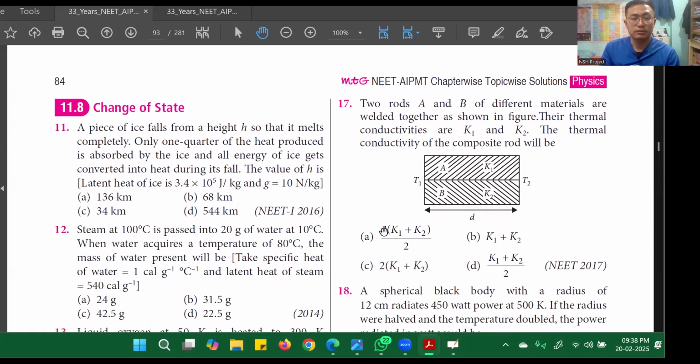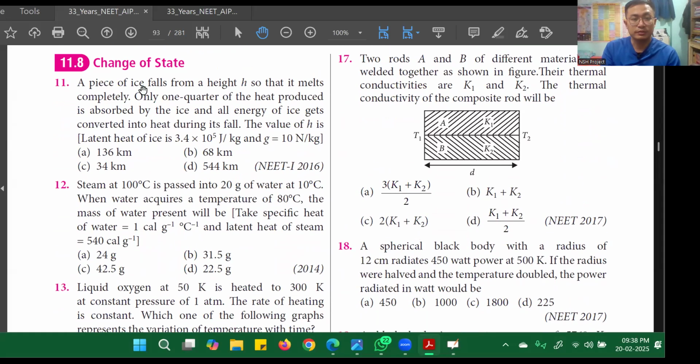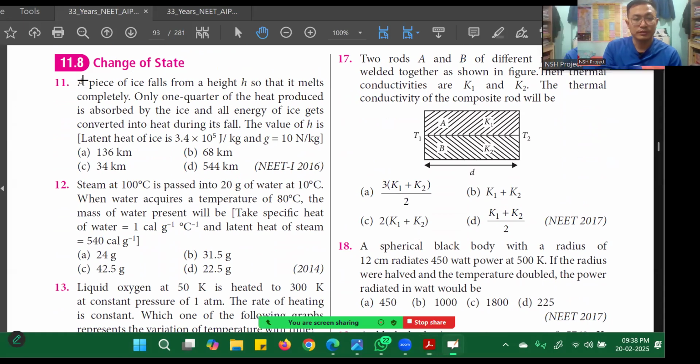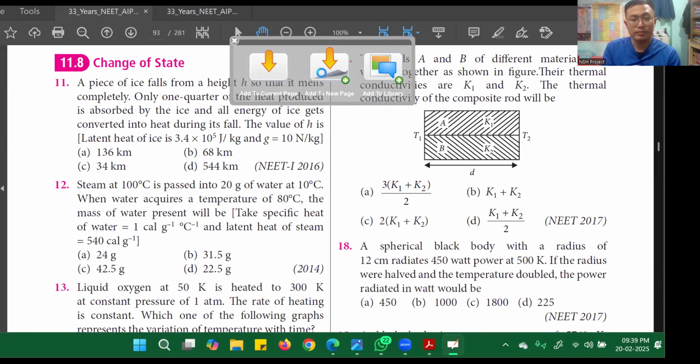Calorimetry, change of state. A piece of ice falls from a height h so that it melts completely. Only 1/4 of the heat produced is absorbed by the ice and all energy of ice gets converted into heat during its fall. The value of h is? This is the hint.